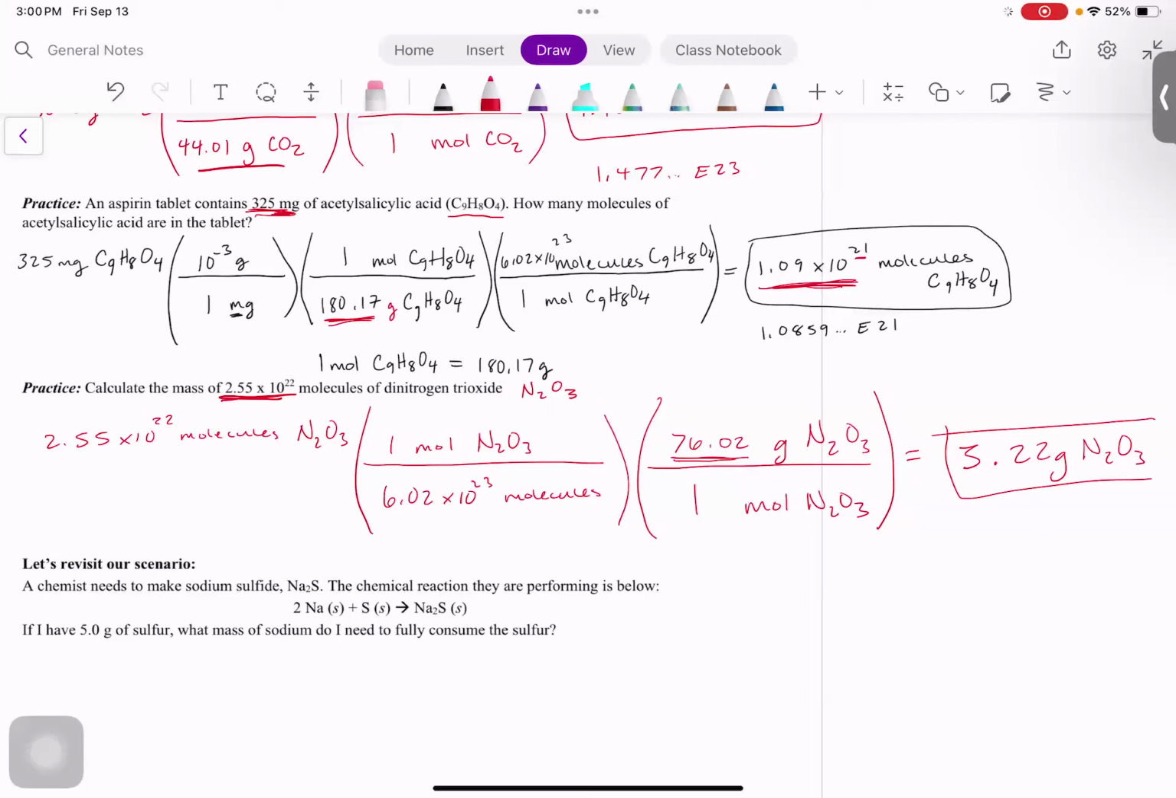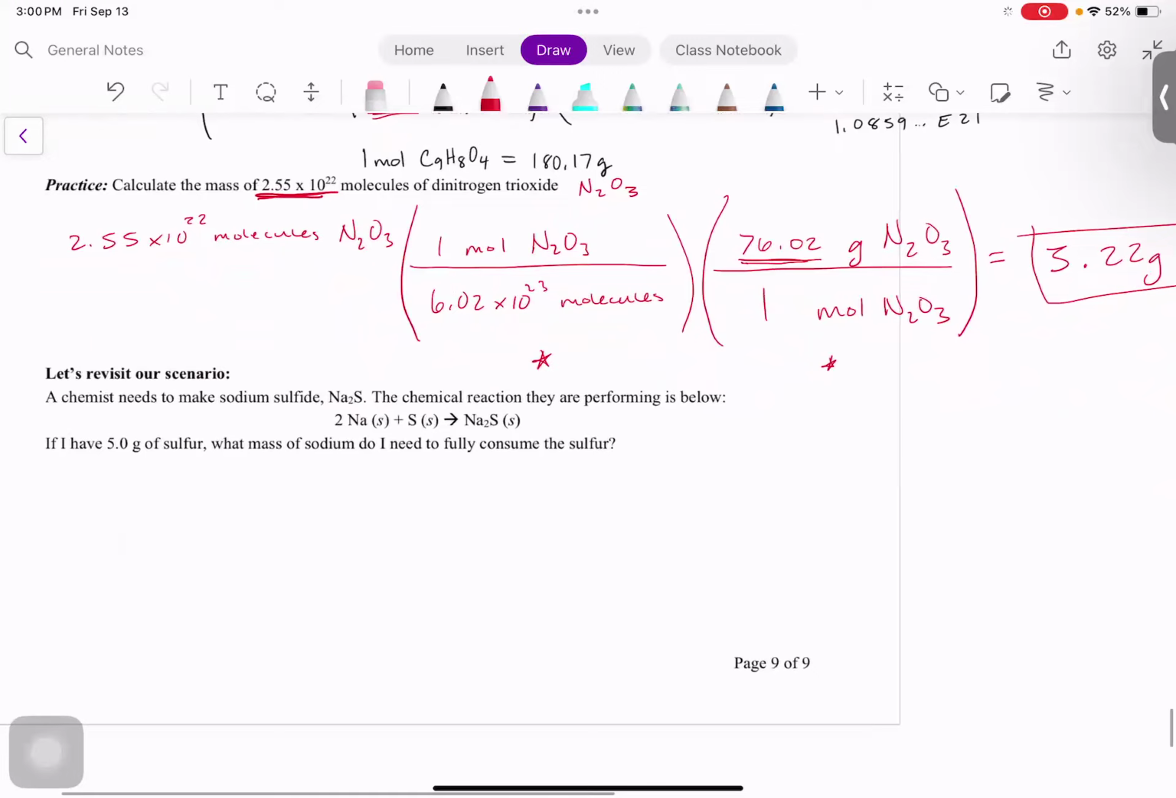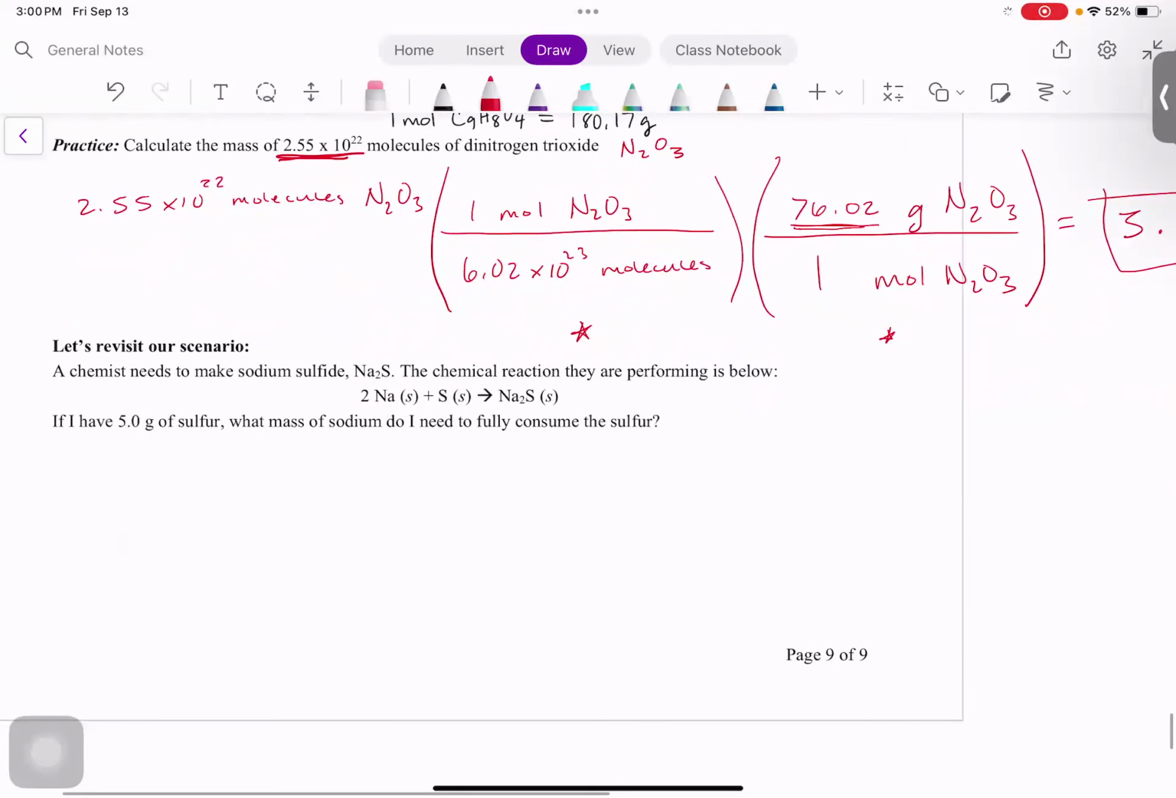So that is it as far as the math. Again, the conversions are the same. It's just getting familiar with using molecules, with using moles, with using mass, all of those equivalent relationships. It takes some practice, so do that practice. But again, let's revisit this problem here.